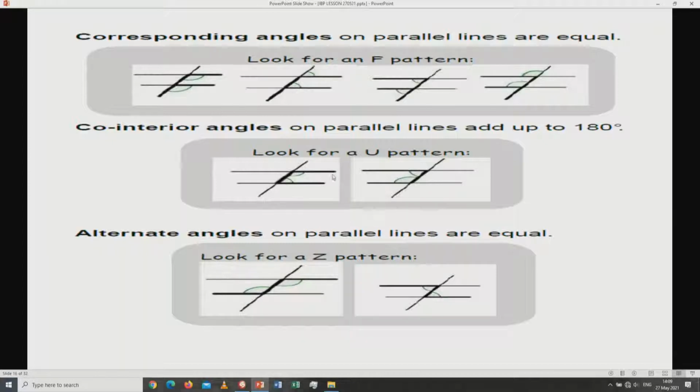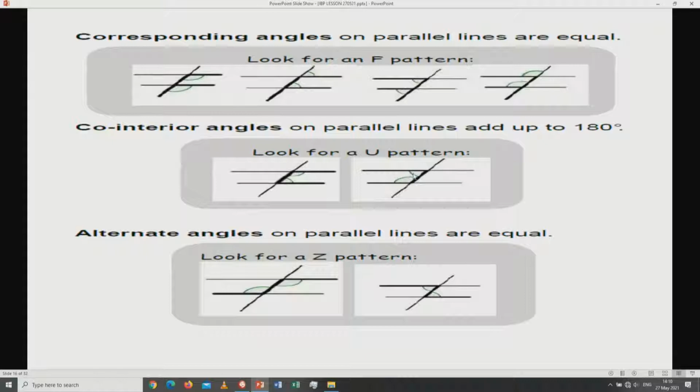When you look at co-interior, they are between the parallel lines, inside the parallel lines, but on the same side of the transverse line. Between two parallel lines on the same side of the transverse, in this case on the right hand side. Same here with co-interior. Look at that U. Look at the pattern. Where is the U facing? Is it facing that way, or is it facing up? Always look for that pattern.